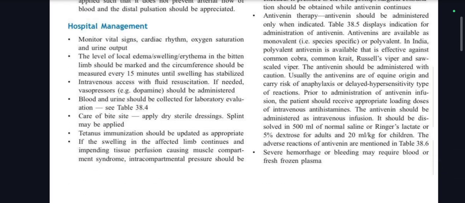The level of the local edema, swelling, erythema in the bitten limb should be marked, and the circumference should be measured every 15 minutes until swelling has stabilized. IV access with fluid resuscitation if needed. Vasopressors, that is dopamine, should be administered.